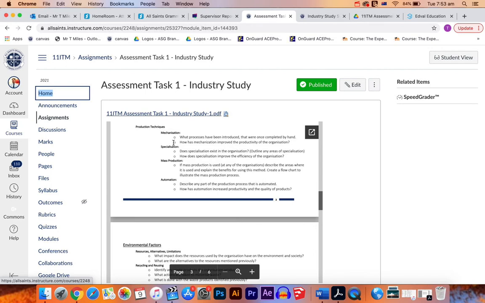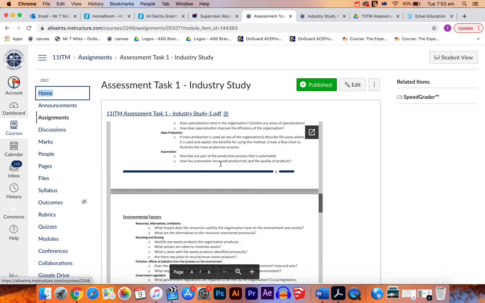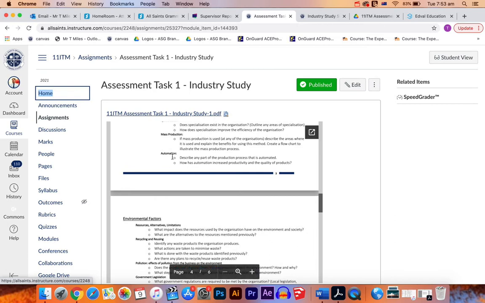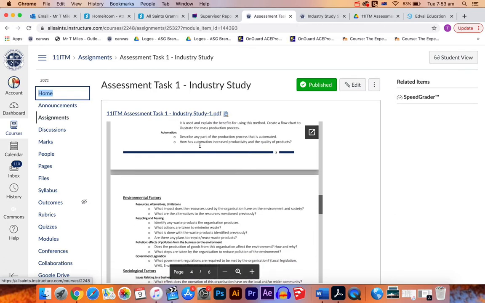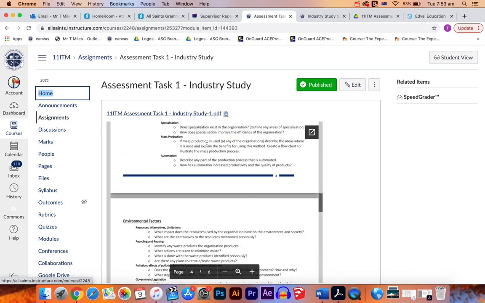Mechanization, of course. Mass production, maybe not so much. And automation, potentially. So you're going to just have to be a bit cluey about this and look at the products offered and how they're produced and tell me what production processes are used for them.